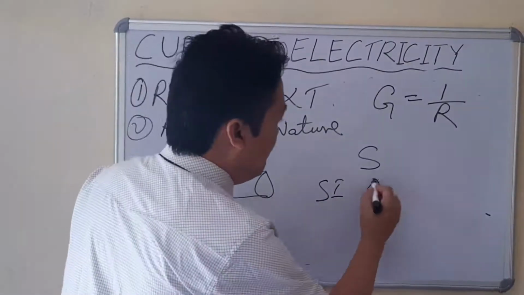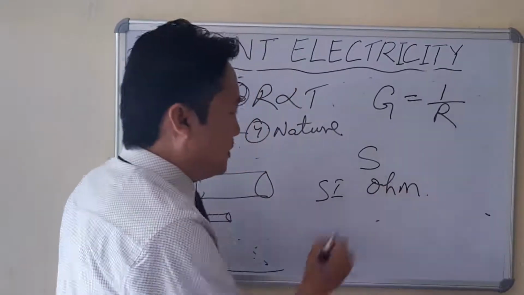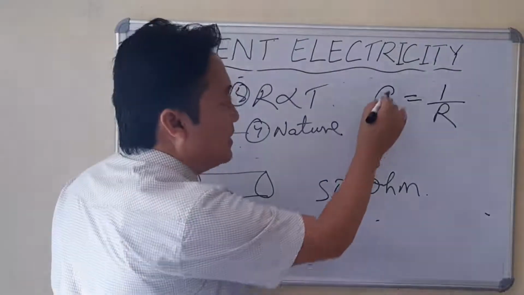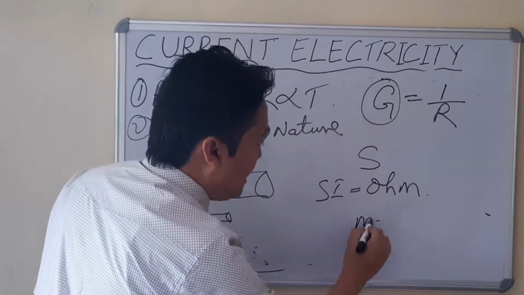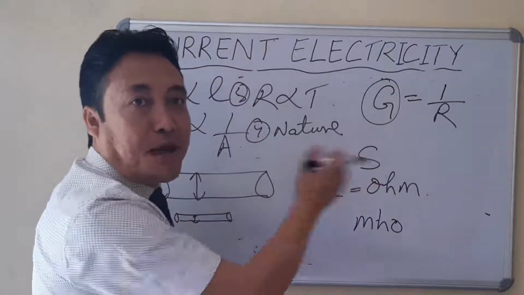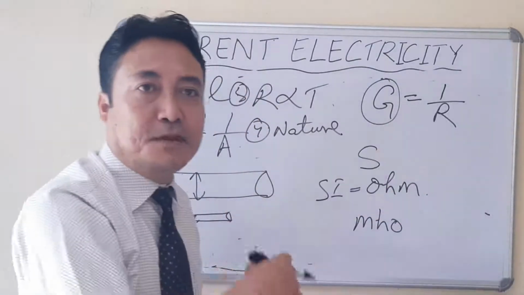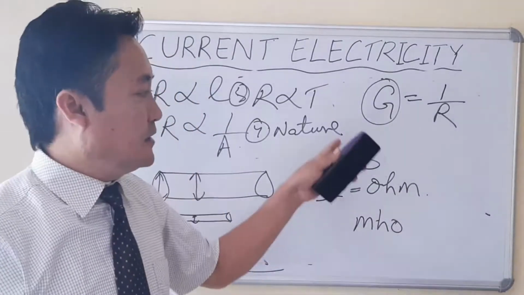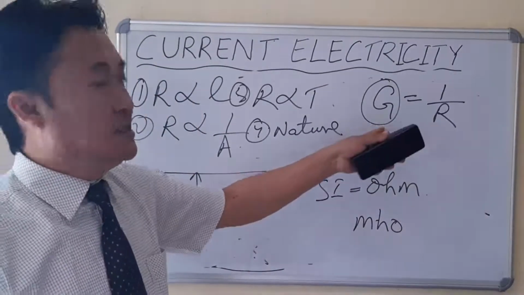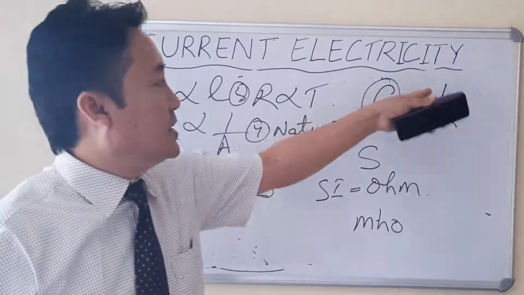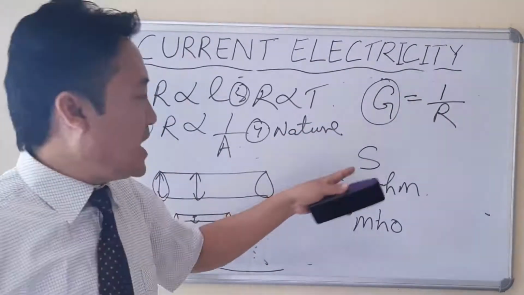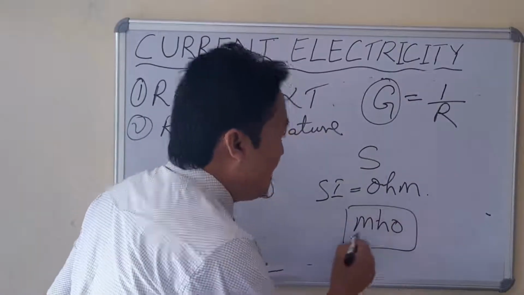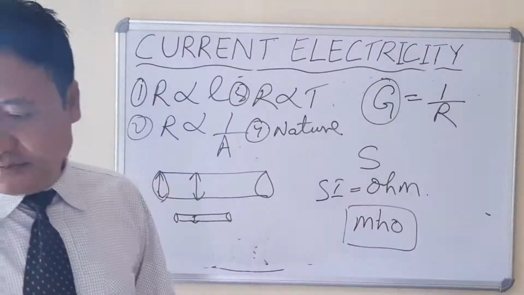Ohm is the SI unit of resistance, but the SI unit of conductance can be written as mho, which is ohm spelled backward. So mho is the SI unit of conductance. Remember, G is the conductance, written as 1 upon R, and the SI unit of conductance is mho, which is ohm spelled backward.